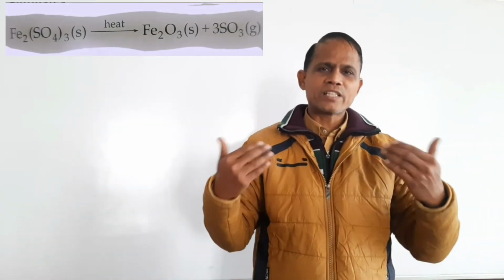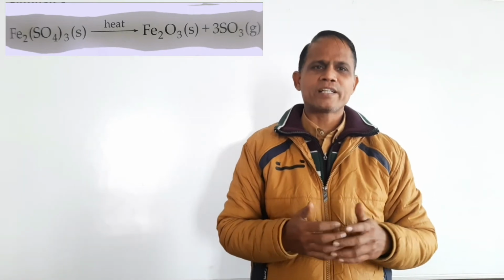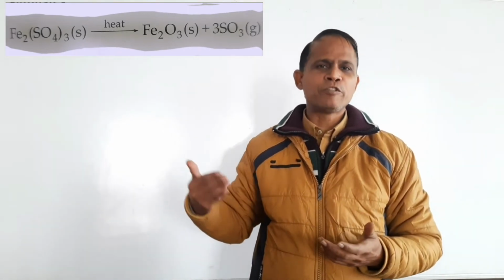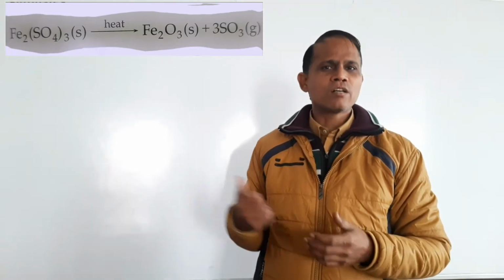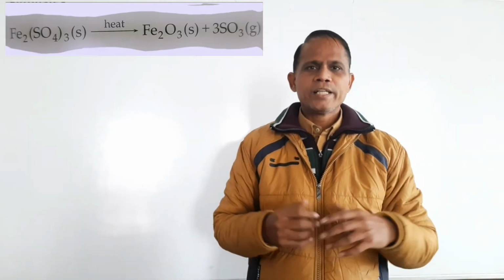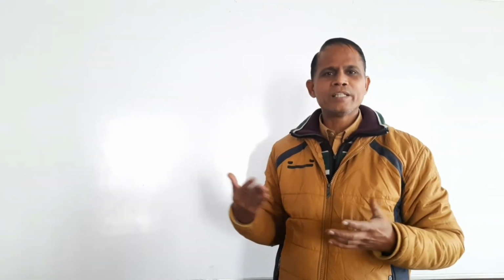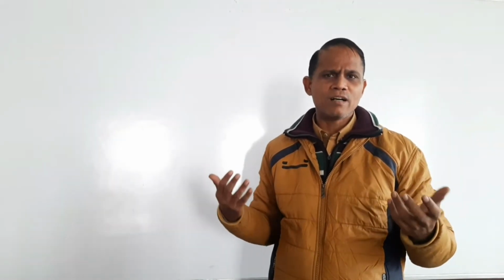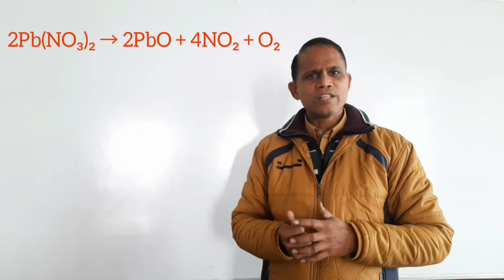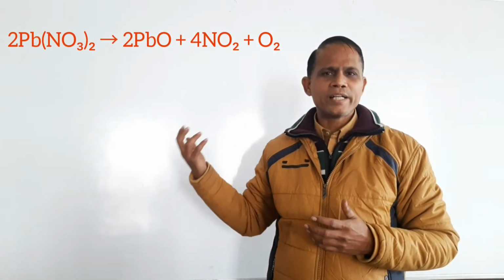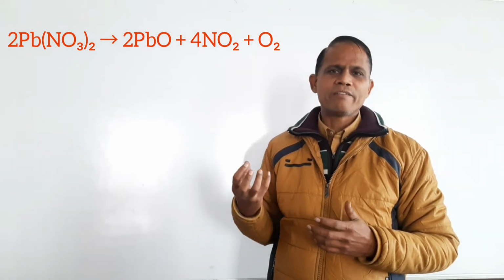Similarly, if you have iron sulfate, Fe2(SO4)3, and you heat it, you will get Fe2O3. The equation is also shown on the screen. Next is nitrate. If you heat a nitrate, you will again get the oxide. For example, if you have lead nitrate, you will get the oxide of lead, and also nitrogen dioxide gas will be formed, which has brown fumes.